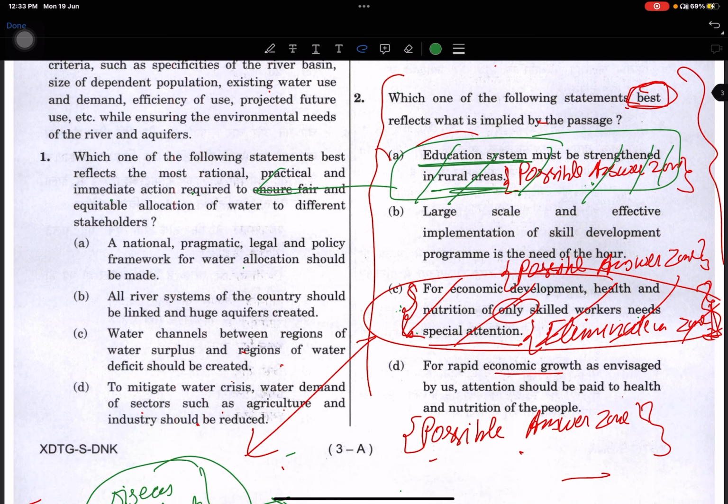Now coming to the option B. Large scale and effective implementation of a skill development is the need of the hour.